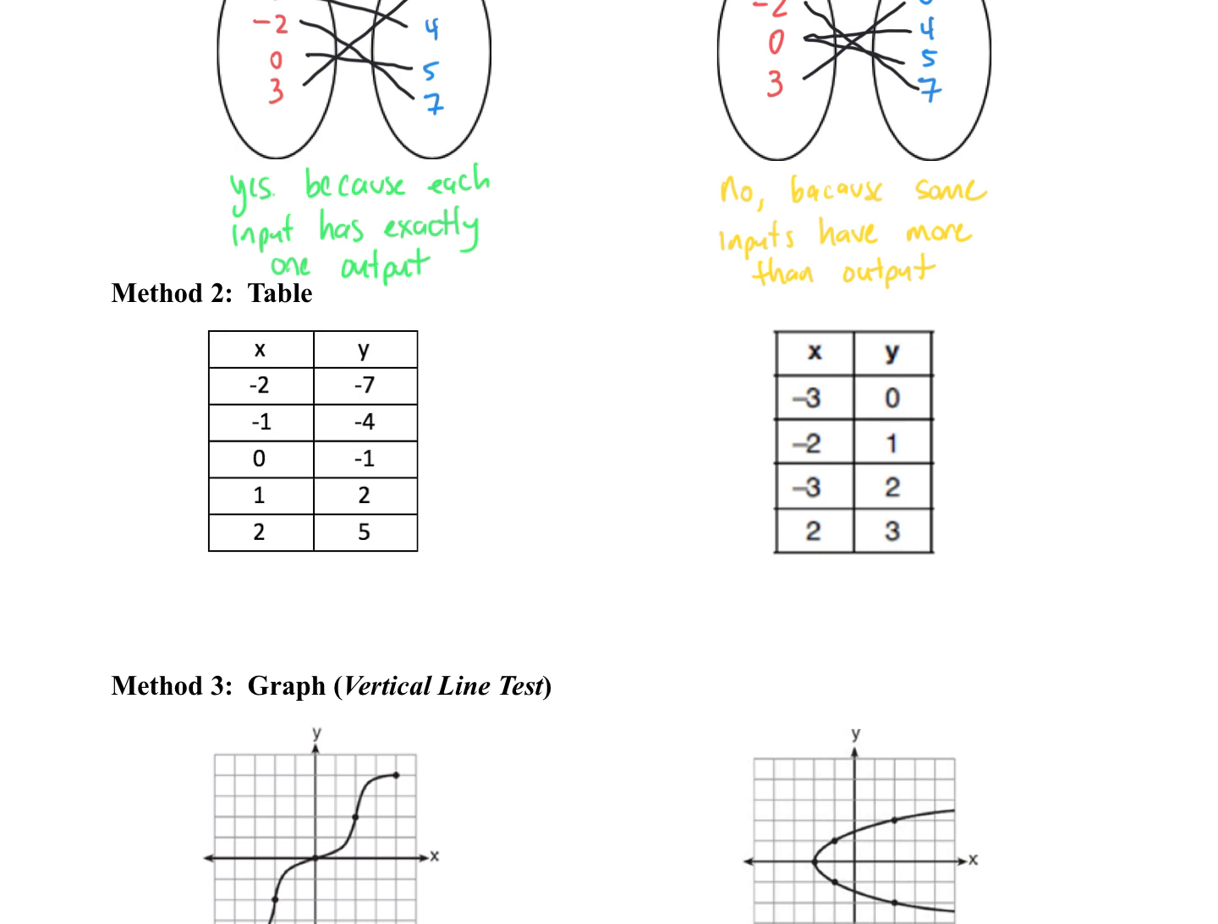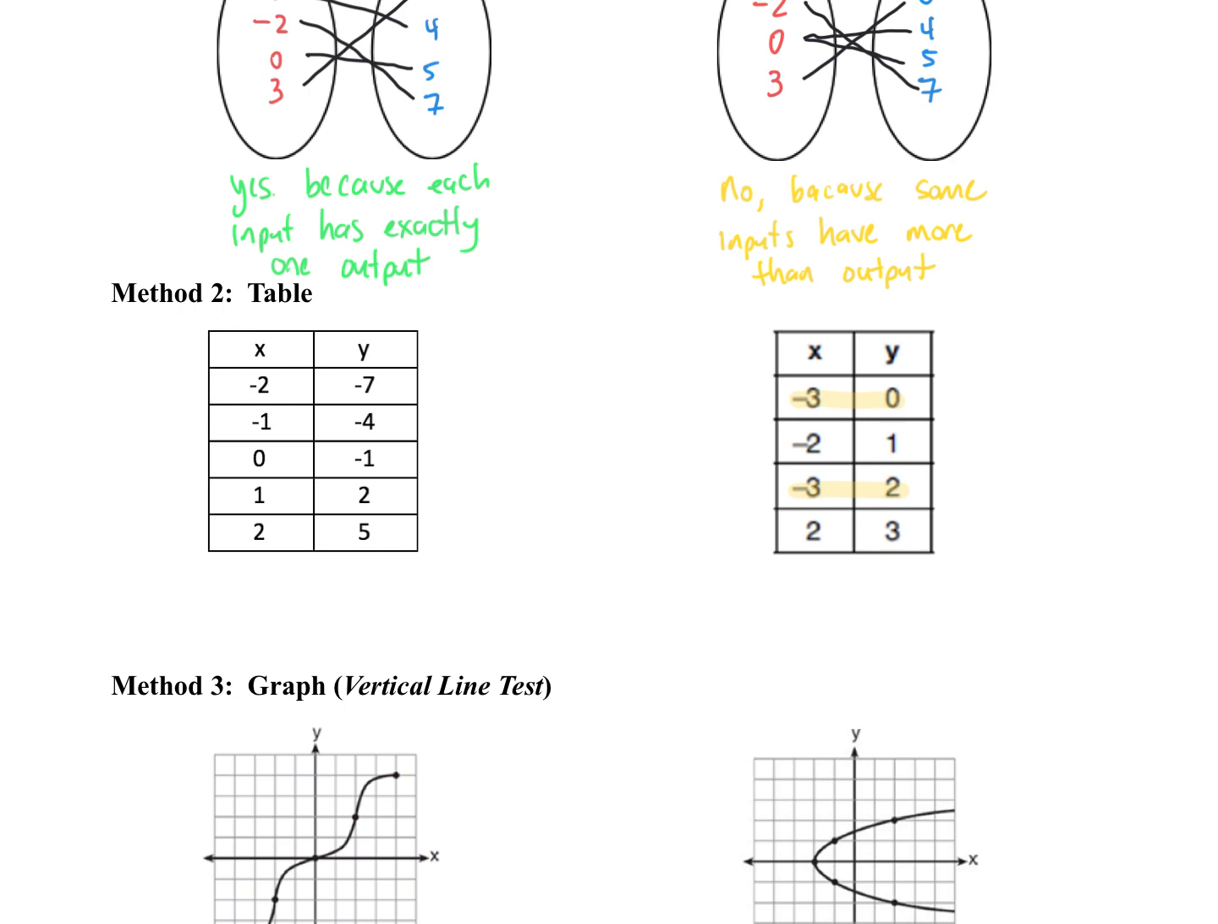All right, we can also do this with a table. It's the exact same thing. This is basically a mapping diagram that's given to you already. So -2 goes just with -7, -1 goes just with -4. What I'm really looking for is I'm looking for repeats. Okay, so this doesn't have any repeats, which means each input has exactly one output, as opposed to over here, you can see that -3 has more than one output. So the left-hand side would be a function, you would write this. Right-hand side would not be a function, you would write this.